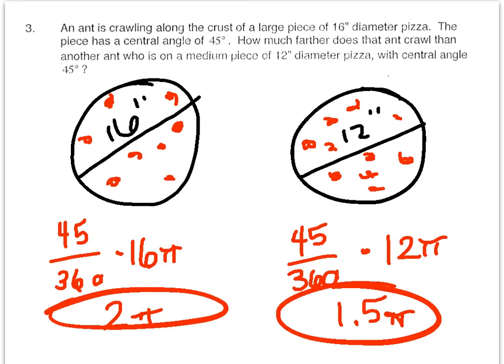So for the 16-inch pizza, this ant has to go 2 pi. This ant has to go 1.5 pi, which means how much farther does the ant crawl than the other ant? Half a pi, 0.5 pi. So about 1.5707. Yeah, 1.57 further.